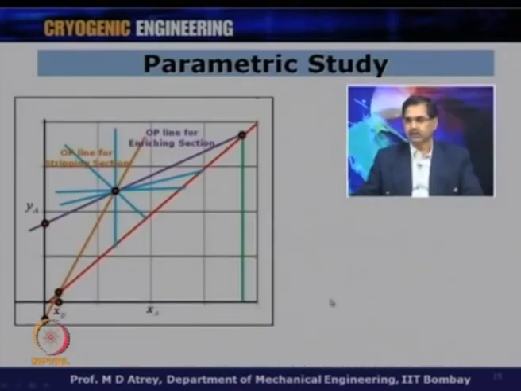Also, what is the other parameter? The other parameter is the Q line. What is the slope of this Q line? When Q is equal to 0, you get a horizontal line.